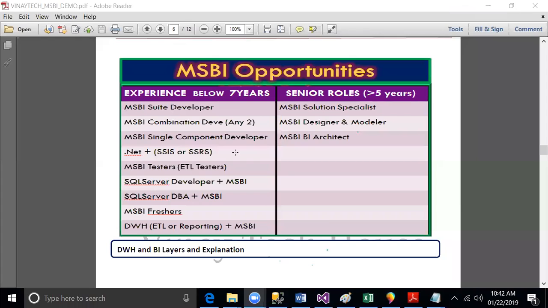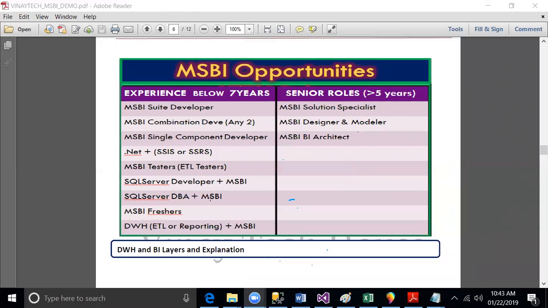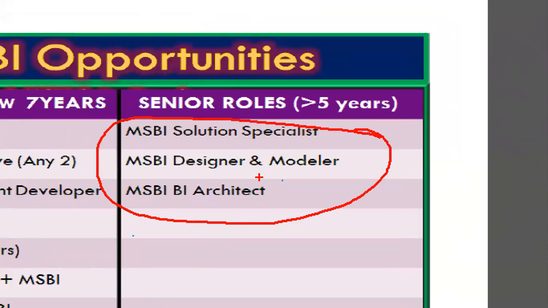A single component you can also try. .NET plus IS and RS, or MSBA testing side, SQL Server development plus MSBA, SQL Server DBA plus MSBA, and MSBA freshers. And data warehousing, ETL or reporting tool plus MSBA. Especially these opportunities you will find in Australia, US, and Canada. Solution specialist, designer role, architect role are available for more than 5 years of experience.